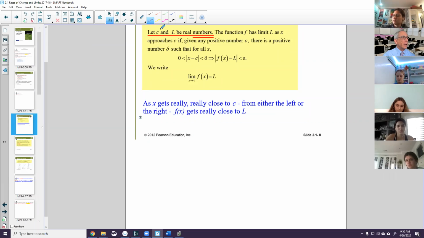I have C and I have L, and those are real numbers. One of the things about real numbers is that they fit on the coordinate plane. They fit on a number line.